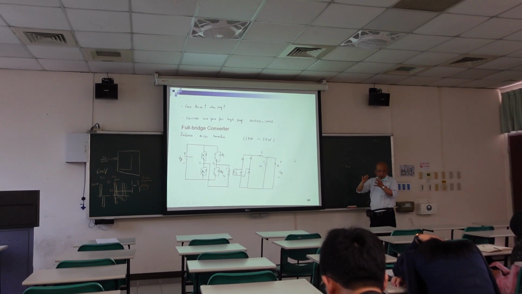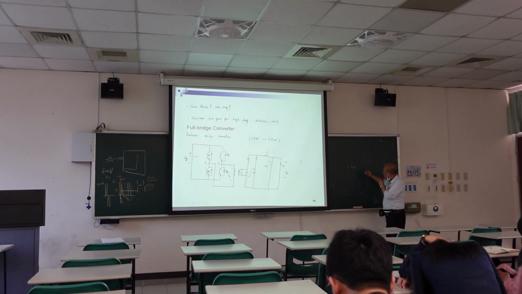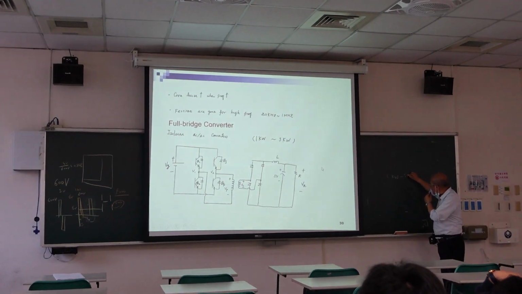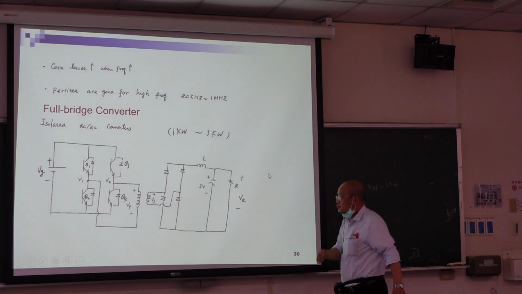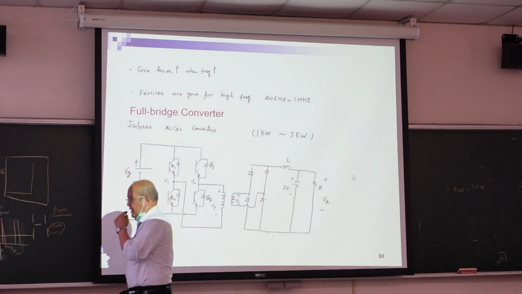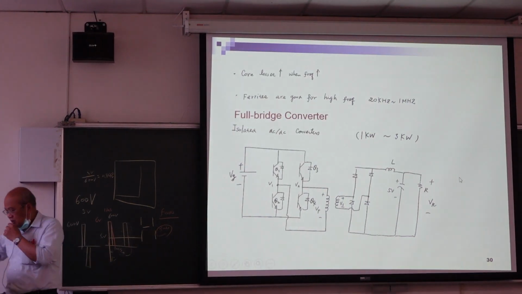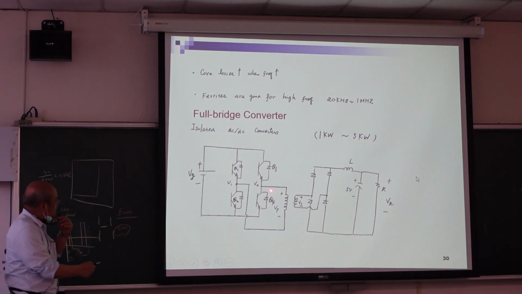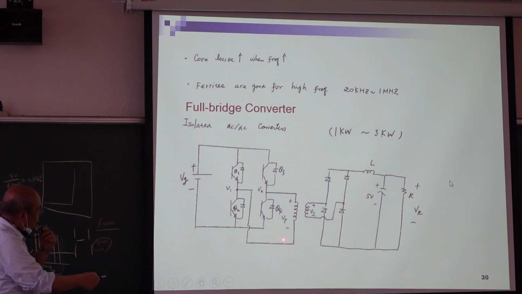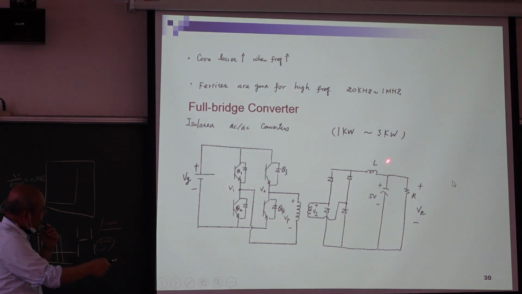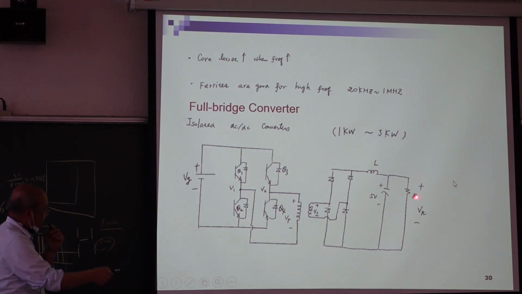Otherwise, it is too expensive. And the maximum is 3 kilowatt, so from 1 kilowatt to 3 kilowatt. And this is the best converter because it uses 4 switches, 1 transformer, 4 diodes, 1 inductor, 1 capacitor, and a load.